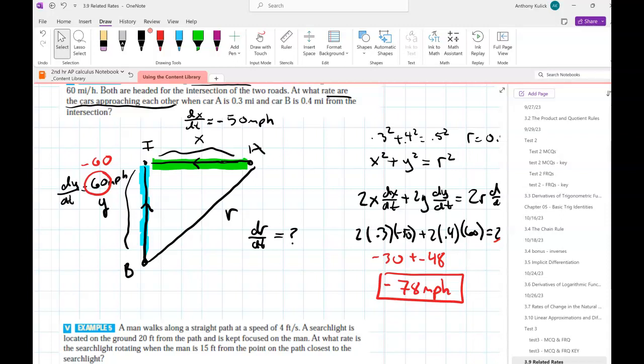Like I made the mistake when I did it because I just thought, north is positive because we're going up, and then I thought, oh, that's not right. Because I was going to get a positive answer for dr dt. And they're not getting further apart as they get closer to the intersection. So I knew something was up.